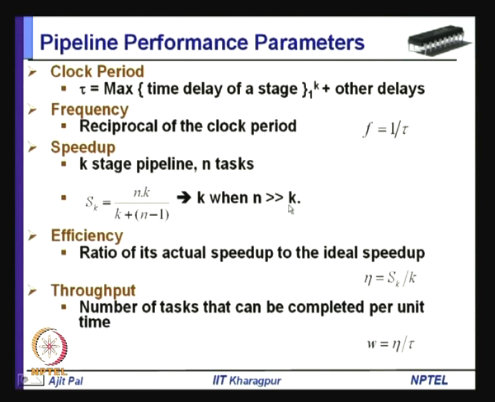the number of stages, and efficiency is essentially the ratio of the actual speedup to the ideal speedup, and the ideal value will be equal to 1, because S_k, as we have seen, has an ideal value of k. So, S_k by k will be equal to 1.